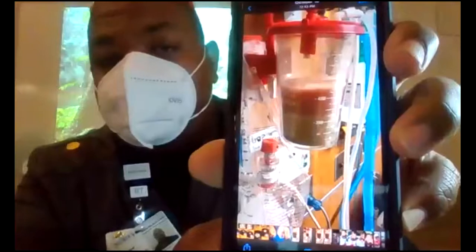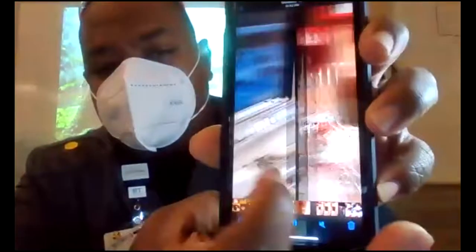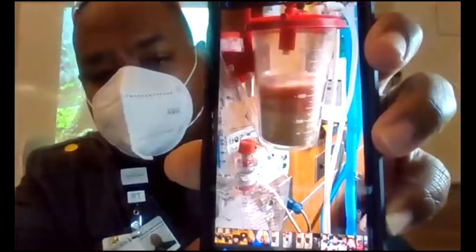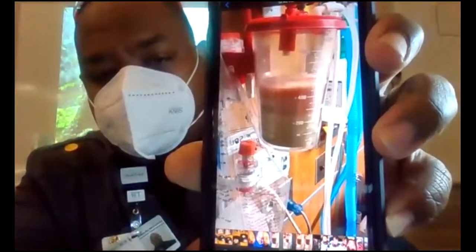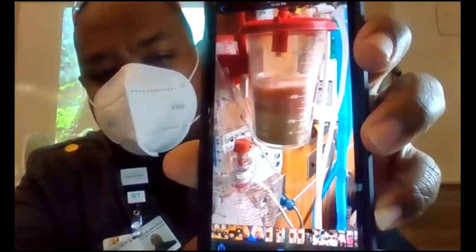You see a trach? Why is it brown and red? I'm gonna tell you about that in a second. All right, somebody's trach stuff, secretions into the suction canister.